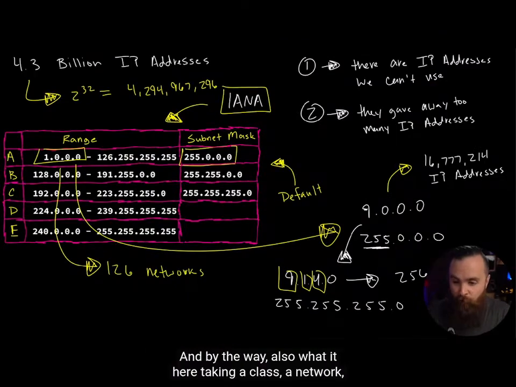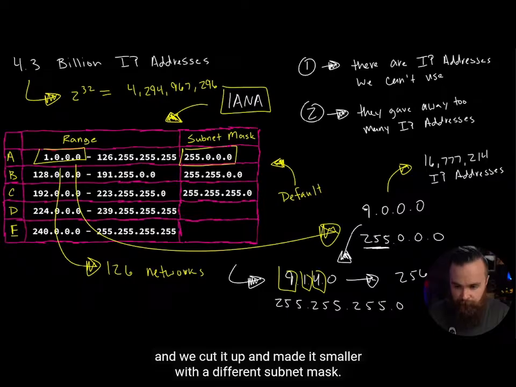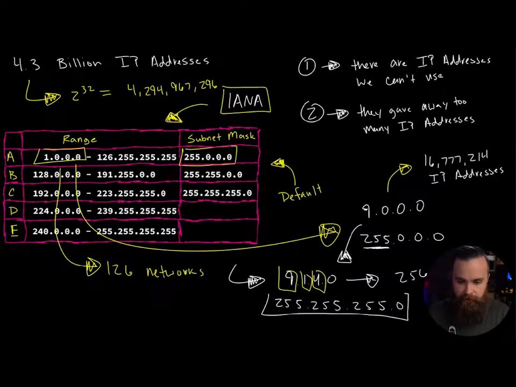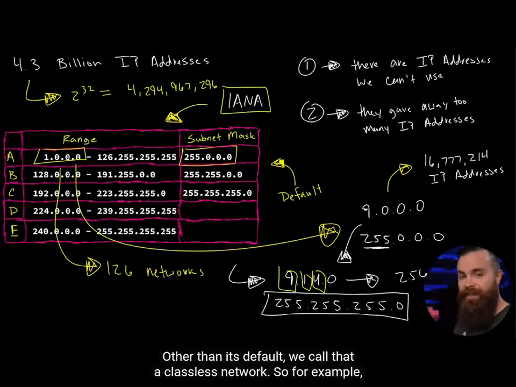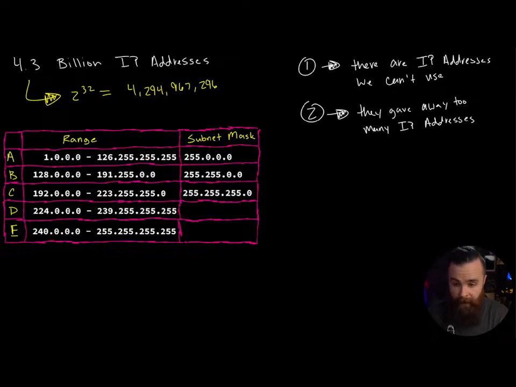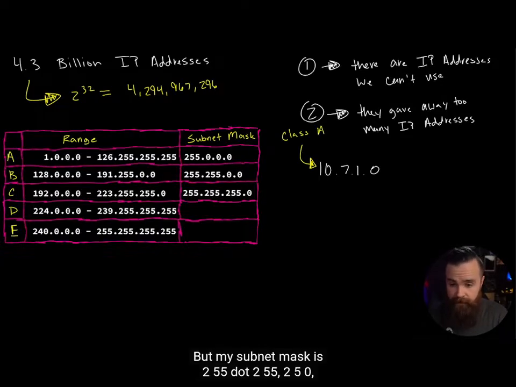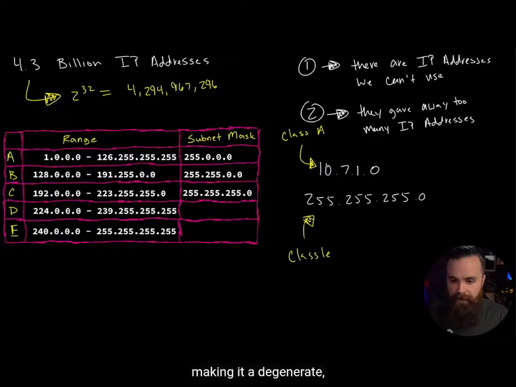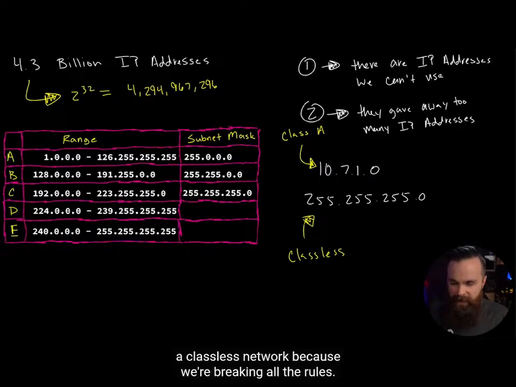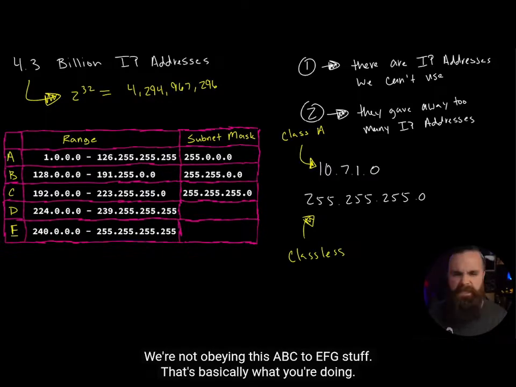Oh, and by the way, what we did here, taking a Class A network, and cutting it up and making it smaller with a different subnet mask other than its default, we call that a classless network. So for example, my home network is actually 10.7.1.0, a Class A IP address or a Class A network, but my subnet mask is 255.255.255.0, making it a degenerate, a classless network, because we're breaking all the rules. We're not obeying this A, B, C, D, E, F, G stuff. That's basically what you're doing.